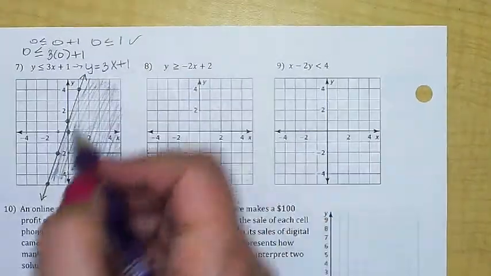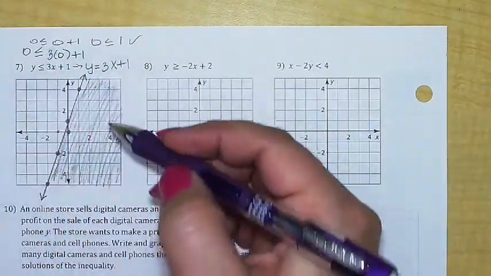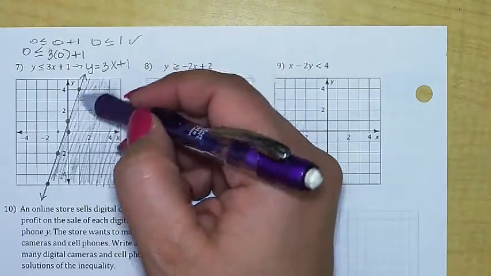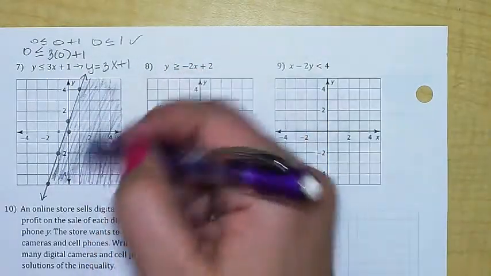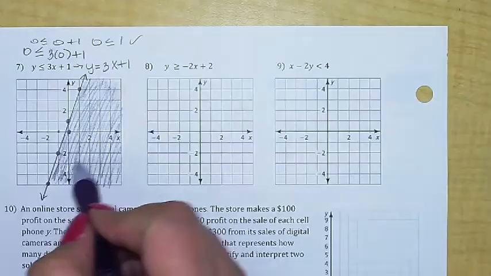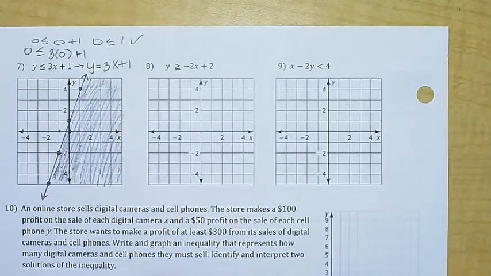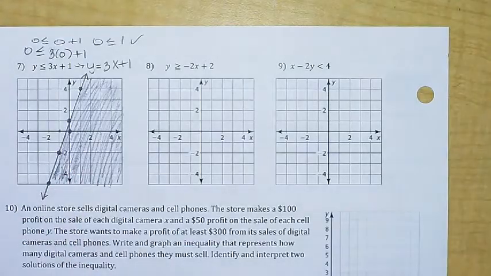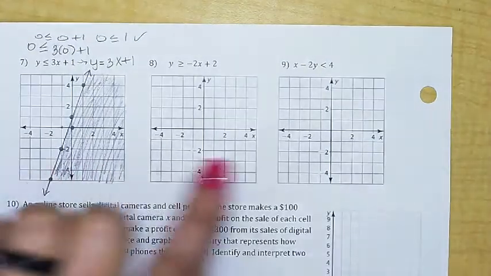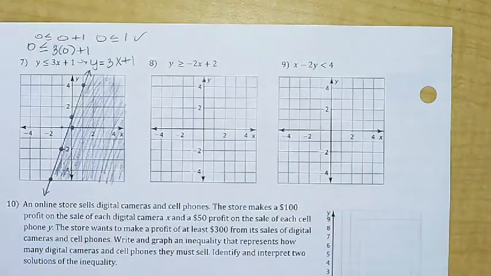So now I have confirmed with the origin that sure enough, it is this half plane that contains all the solutions. I could spend the rest of the day plugging in other points that are over here and they would all work every single time. Okay, so that's what you tested. Let's do one more. Let's actually skip over to number 9 because that one is in standard form.